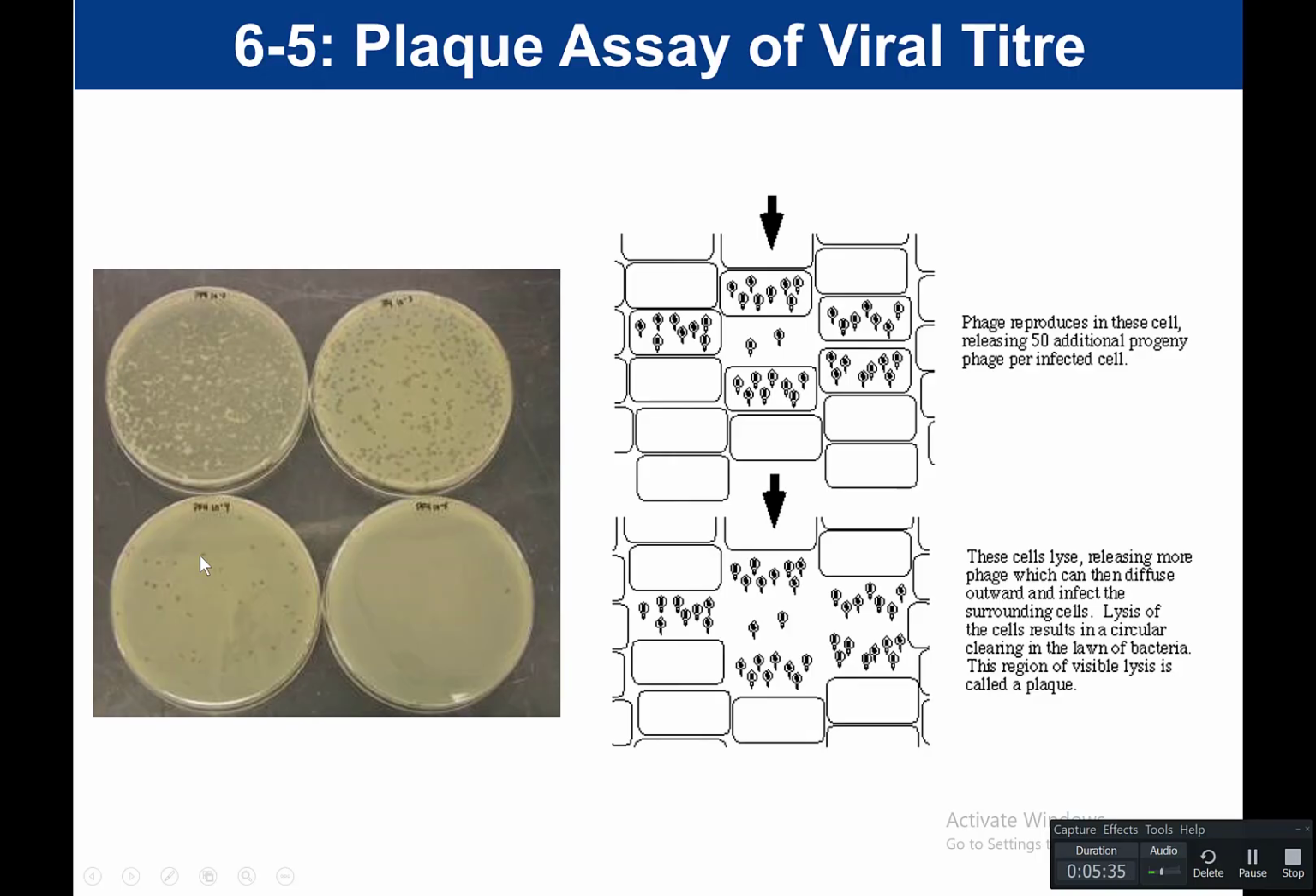So if you think about it, when we do our 4 plates, we have a 10 to the negative 4, 10 to the negative 5, 10 to the negative 6, 10 to the negative 7. We have 4 dilutions of our phage that we are plating. Which one are we going to expect to see the most plaques? Which one do you think you're going to see the most clearing? Which dilution factor? If you said 10 to the negative 4, you would see the most plaques.